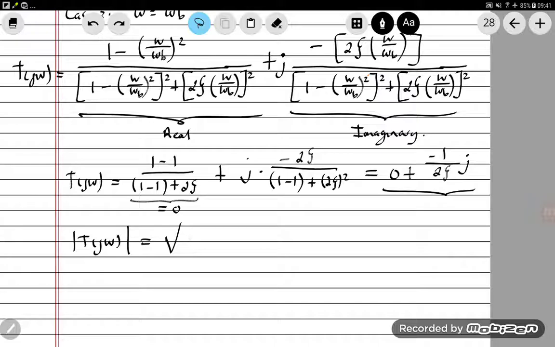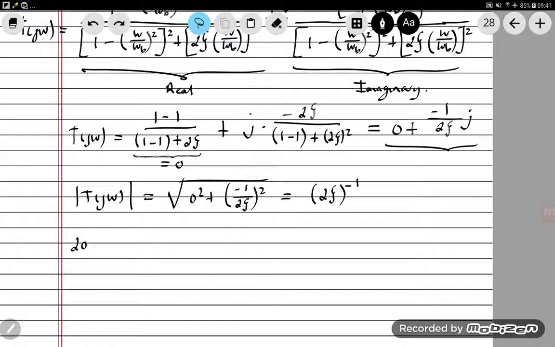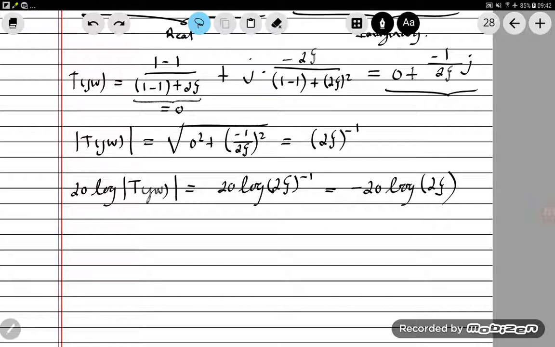Well, if we do that, real part squared plus imaginary part squared, that just turns out to be again 1 over 2 zeta, and I'm going to rewrite it in the form 2 zeta to the power of negative 1. If we want to plot that on the Bode plot, we have to take 20 log of that. So if we do that, we can bring down the negative 1 in front of the log, so that just becomes minus 20 log of 2 zeta. Okay, so that's a magnitude function for plotting on the Bode plot.